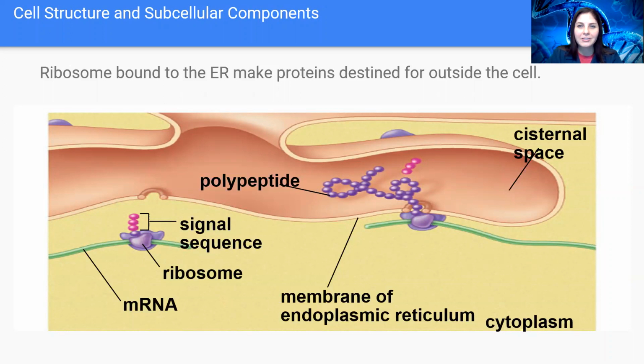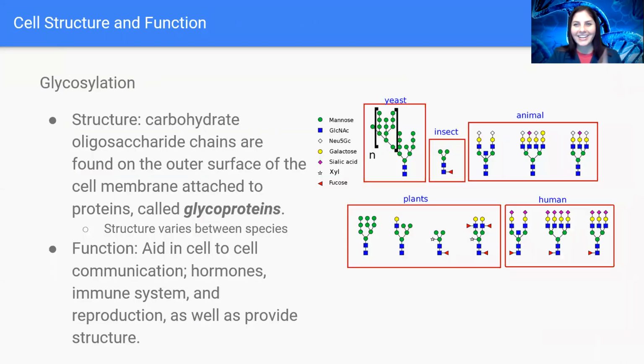So the ribosomes bound to the endoplasmic reticulum make proteins that are destined for outside of the cell. Meaning that if it's synthesized on that endoplasmic reticulum at a ribosome, the protein that's synthesized is actually going to exit the cell. Many times it's going to be on that plasma membrane, and it's going to serve to help cells communicate to one another. And it does this by combining with carbohydrates in a process called glycosylation.